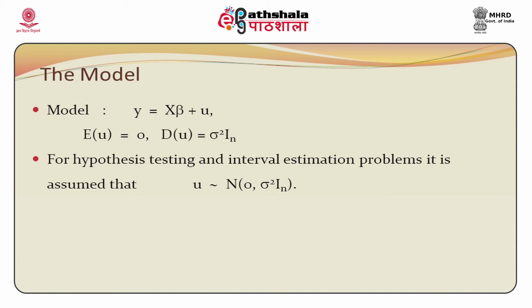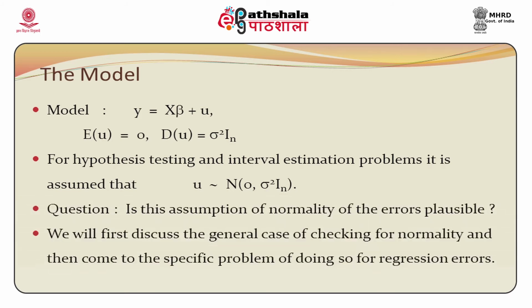We can apply the least square method and get the estimates, and under these conditions we can show that beta hat would be a best linear unbiased estimator. But suppose we want to make other types of inferences. For instance, we want to check if some of the betas are equal to 0, etc. In that case, we need to assume some distributional form for u. In general, we assume that u is normally distributed with mean 0 and variance sigma square I n.